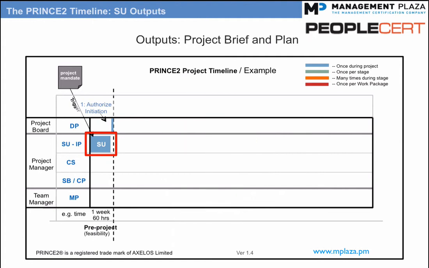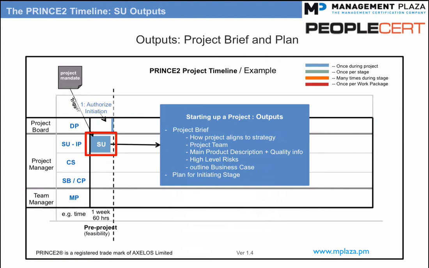Starting up a project outputs. The main outputs of this SU process are the project brief, which contains the outline of the business case, the project product description, which can be a 1 to 2 page description of the main product being produced, and we can also have other information like how the project aligns with the organization's strategy, high-level positions in the project team, high-level risks, and so on.